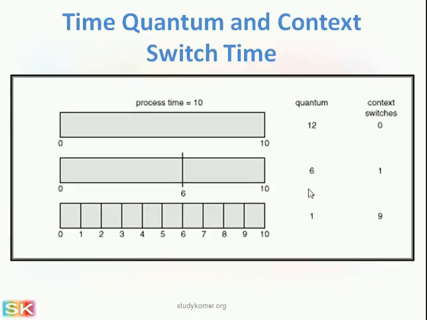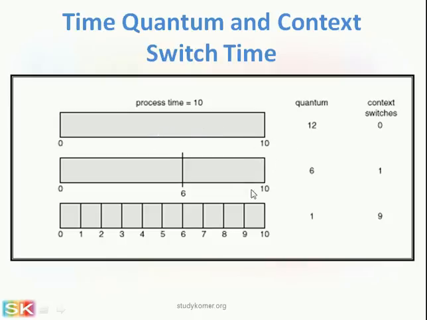So time quantum and context switch time can be understood better in this case. Say time quantum is 12, so up to 10 total 0 context switch will take place, right? If we take the process time of 10 units and time quantum is 12, then 0 context switch takes place, only the CPU process execution takes place, right?